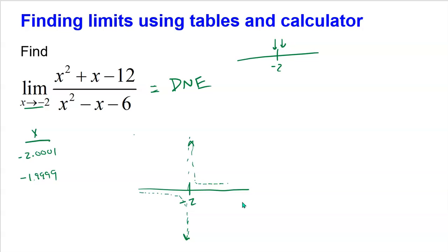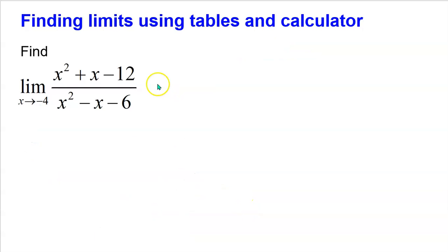And that actually makes sense graphically, right? As you approach a vertical asymptote, you don't go anywhere other than straight up or straight down. So the limit has got to come together. You've got to meet at a common value, and that's just not happening here. Let's do one more example here. Same exact function, but let's talk about as x approaches negative four this time.